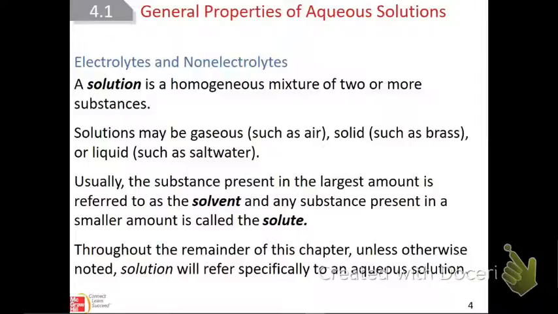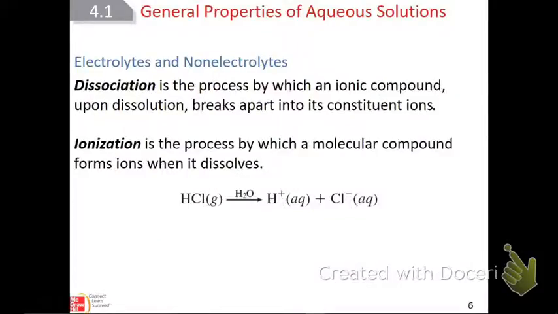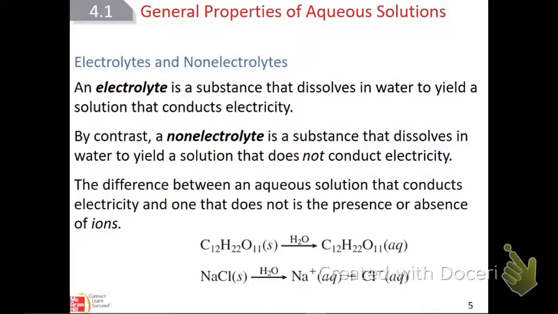And you need to know that the largest quantity is called the solvent. Usually that's water. And then the smaller amount is called the solute. There are some different kinds here. These are called electrolytes and non-electrolytes. We're going to save these for another discussion for another chapter.